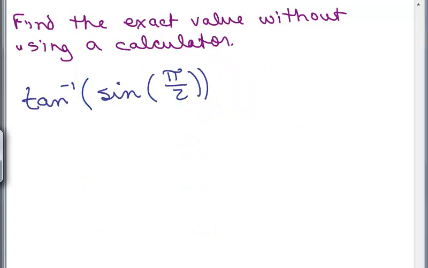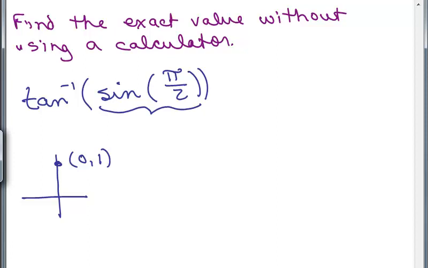Alright, we're going to find the exact value without a calculator. So this is the inverse tangent, or the arc tangent, of sine of pi over 2. We work within the parentheses first. Inside here first, we need to compute the sine of pi over 2, which is just a number. Remember what that means. You could look up at pi over 2: what's that ordered pair on the unit circle? That's (0, 1), and so the sine is 1.